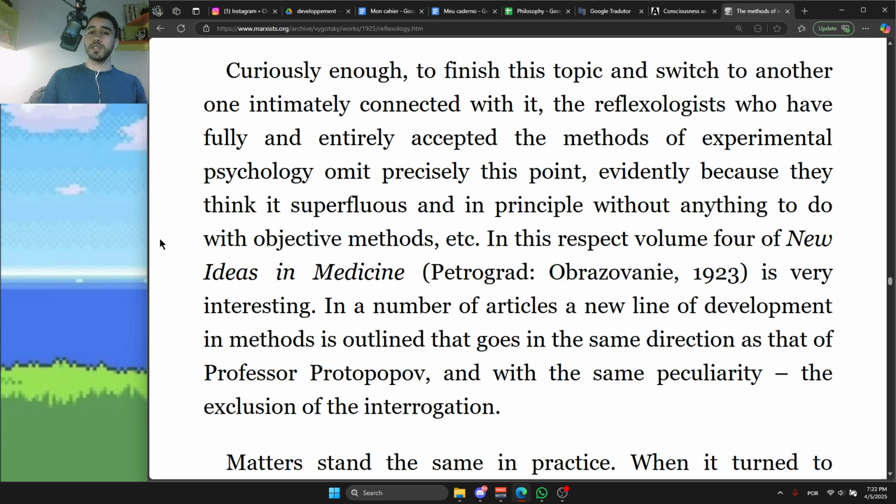Curiously enough, to finish this topic and to switch to another one intimately connected with it, the reflexologists who have fully and entirely accepted the methods of experimental psychology omit precisely this point, evidently because they think it superfluous and in principle without anything to do with objective methods, etc. In this respect, volume 4 of New Ideas in Medicine, Petrograd, Obrazovanie, 1923, is very interesting. In a number of articles, a new line of development in methods is outlined that goes in the same direction as that of Professor Protopopov, and with the same peculiarity, the exclusion of the interrogation.